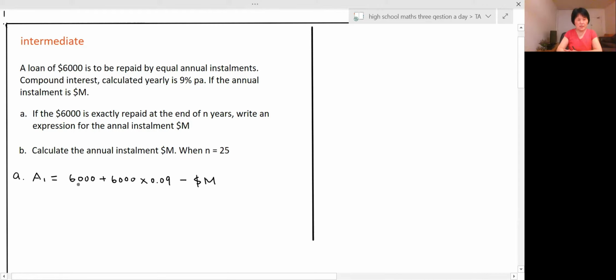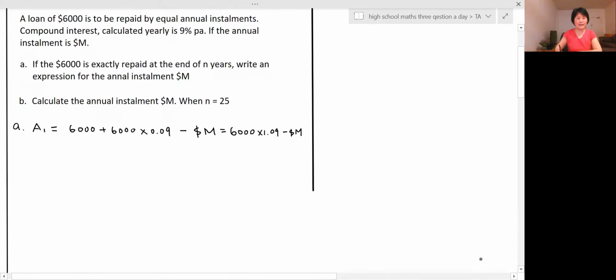Then continue, this will be equal to 6,000. I can move outside. So this will be 6,000 times 1.09 minus $M. Okay, so this is the A1. At the end of the first year, the balance owed to the bank.